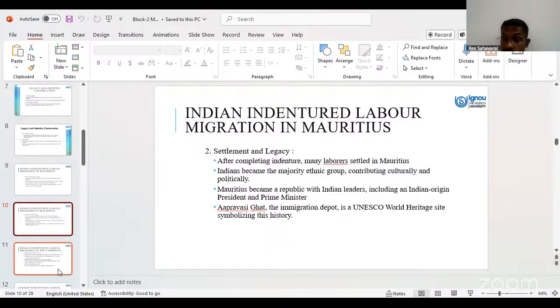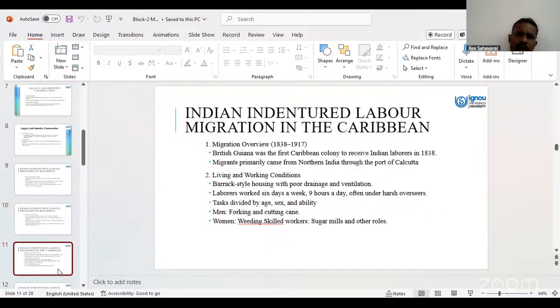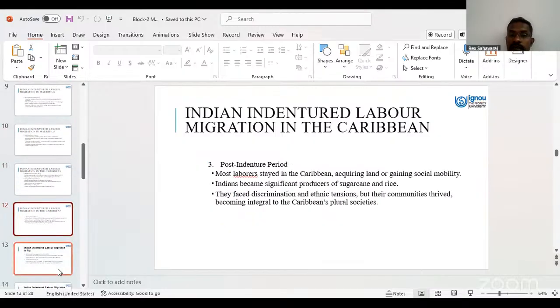Indian-origin presidents and prime ministers have ruled Mauritius, and the Aapravasi Ghat, the immigration depot, is a UNESCO World Heritage Site symbolizing this history, right? So Mauritius is the one with a lot of Indian people, and this was the country where indentured labor was tested.